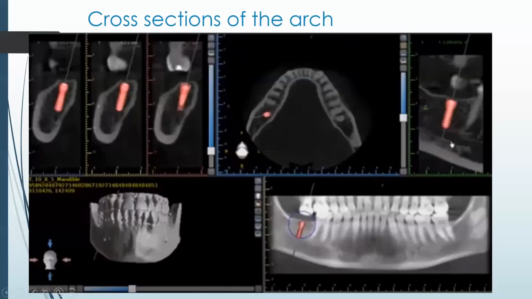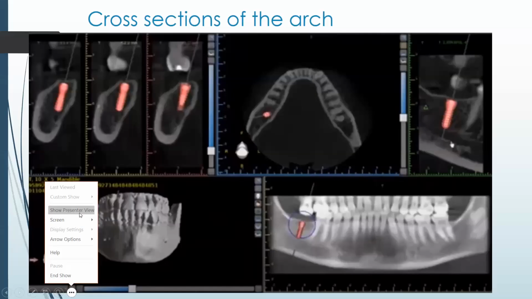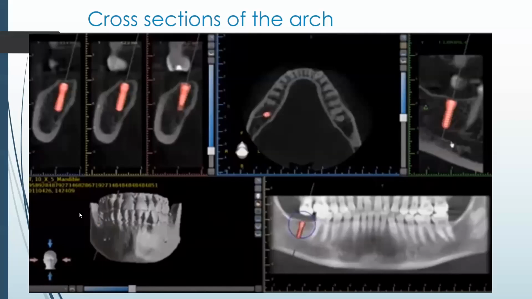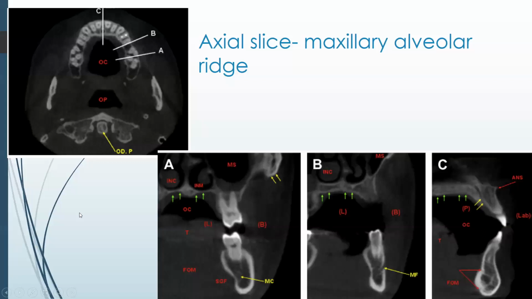So the cross sections are usually made perpendicular to the arch. These are the common cross sections used to see where exactly the relationship is to the mental foramen and also to the maxillary sinus. Usually they take these projections to see the anatomy and its relationship to the maxillary sinus or to the mental foramen. And coming to this one, this is the axial slice of the maxillary alveolar ridge.